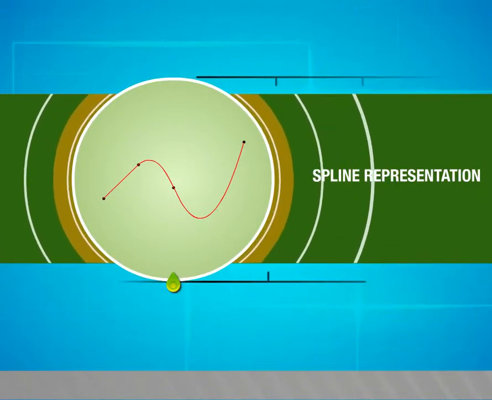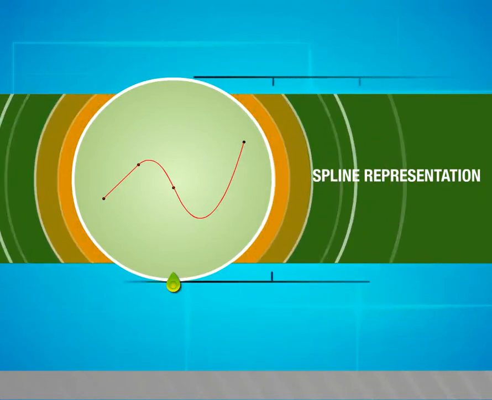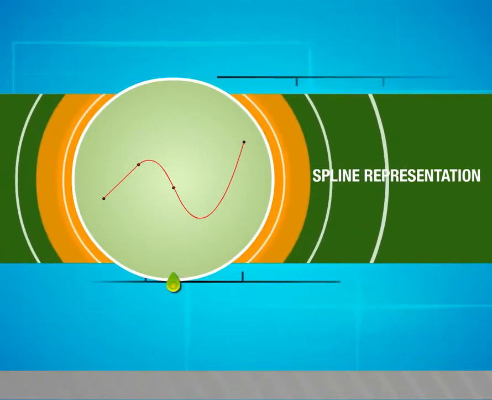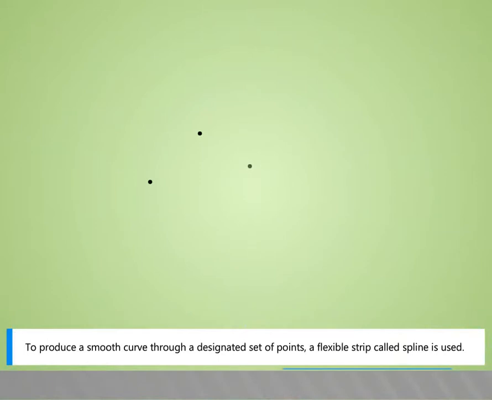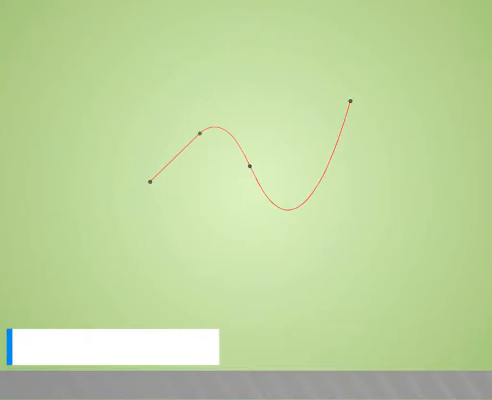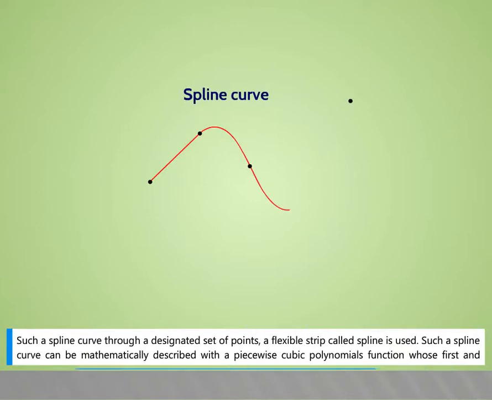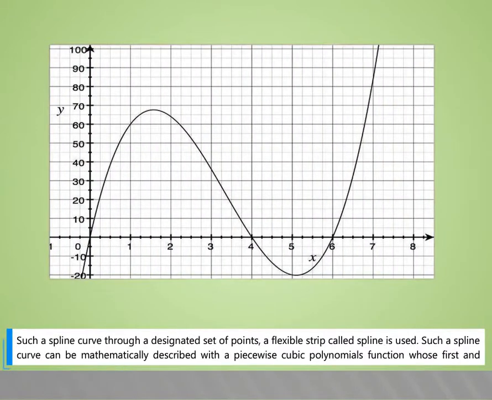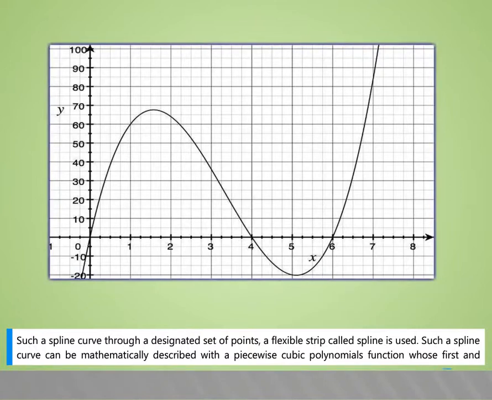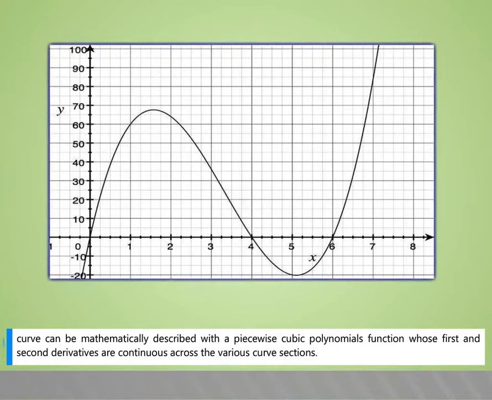Spline representation. In this video, we are going to see about spline representation. To produce a smooth curve through a designated set of points, a flexible strip called a spline is used. Such a spline curve can be mathematically described with piecewise cubic polynomial functions whose first and second derivatives are continuous across the various curve sections.